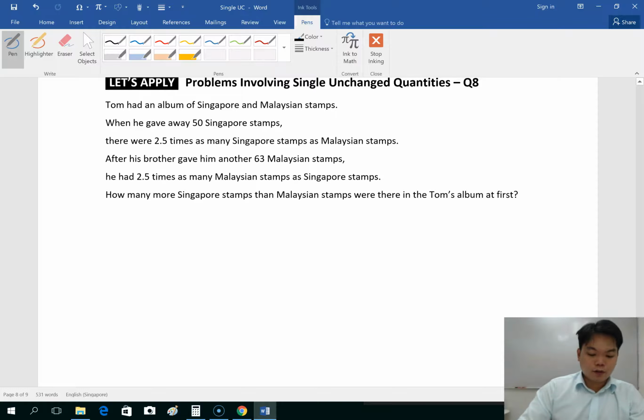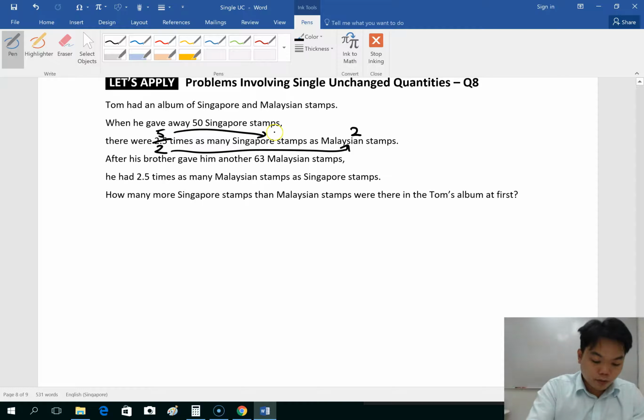Tom had an album of Singapore and Malaysian stamps. When he gave away 50 Singapore stamps, there were 2.5 times as many Singapore stamps as Malaysian stamps. So change this to an improper fraction first. This becomes 5 out of 2. 2 goes to Malaysian stamps. 5 goes to Singapore stamps.